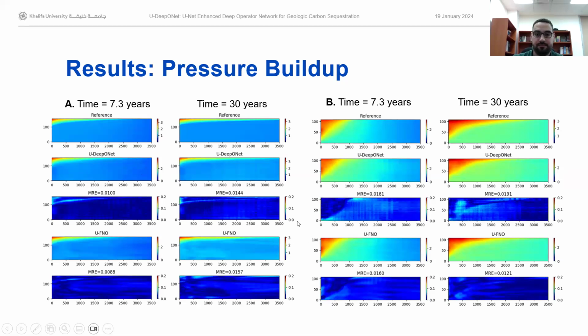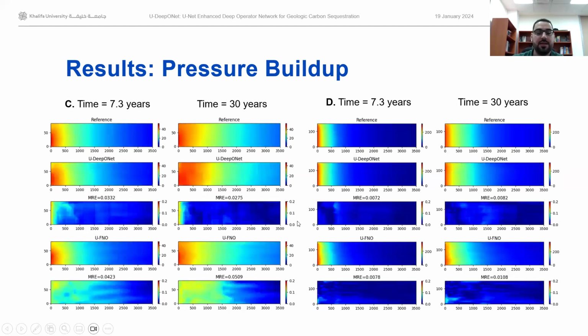These are some of the visualized solutions for the U-DeepONet and the UFNO, and the mean relative error reported here. We have 4 cases. Again, we can see a diverse collection of behaviors for the pressure buildup.